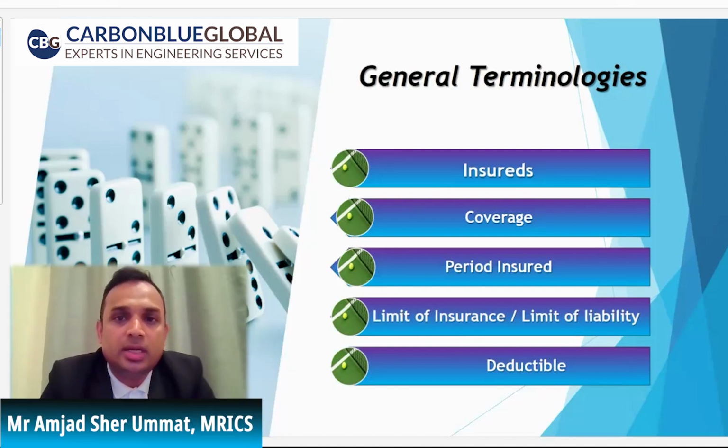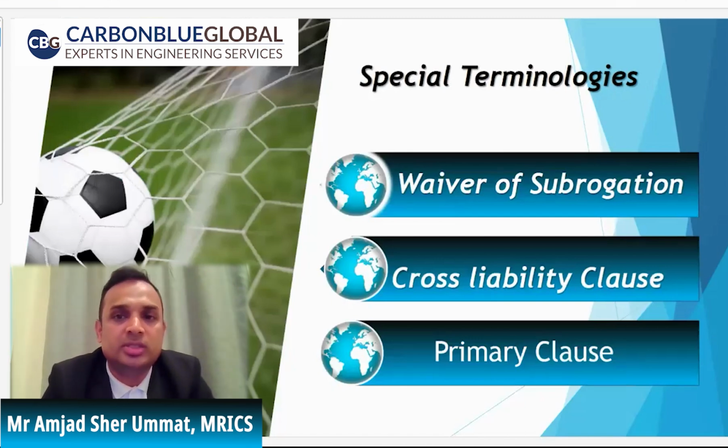Now, apart from the general terminologies, you will also be able to see some special terminologies in some of the insurances. These are not common terminologies, but in some of the insurances, you will see them. The first one is waiver of subrogation. If a waiver of subrogation clause is included under an insurance in favor of one company, that means the insurance company will not be able to sue this company or to recover any amount from that company, even if that company is culpable or accountable. To have a waiver of subrogation clause in an insurance policy, whoever is taking that policy needs to pay an extra premium.